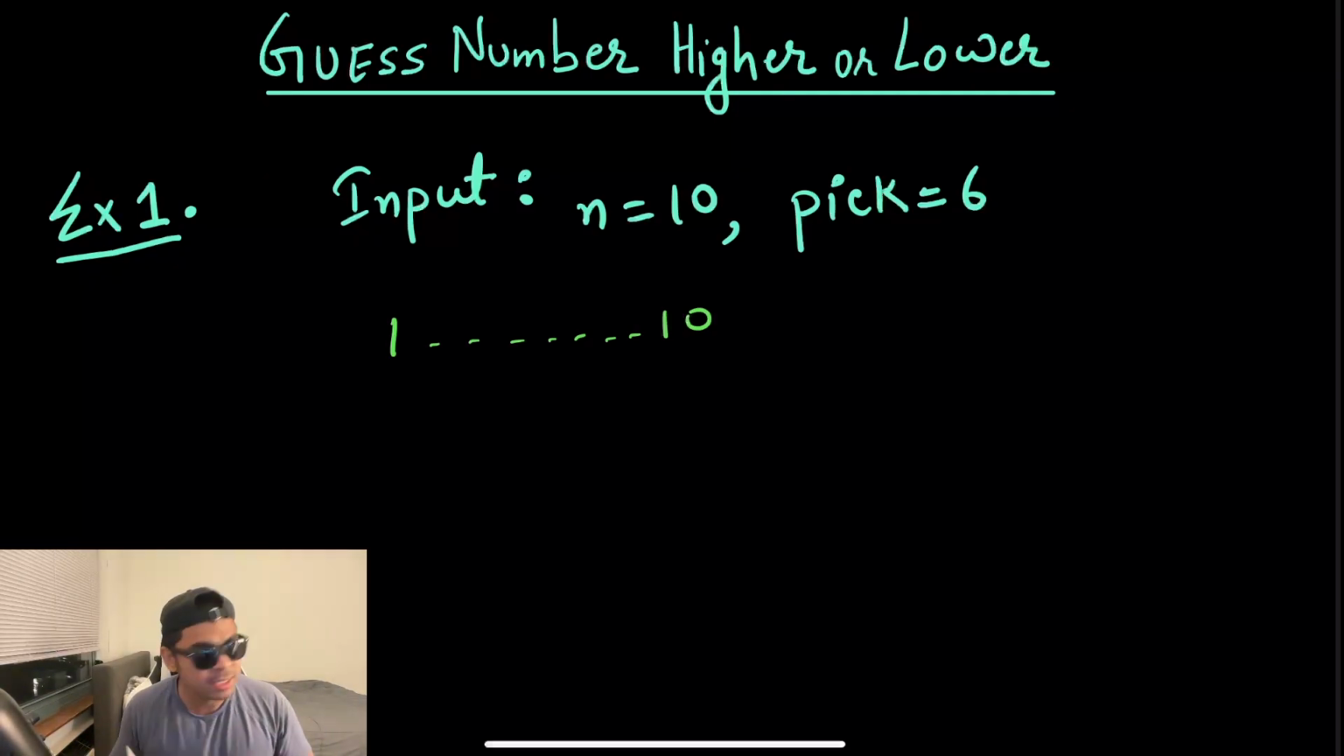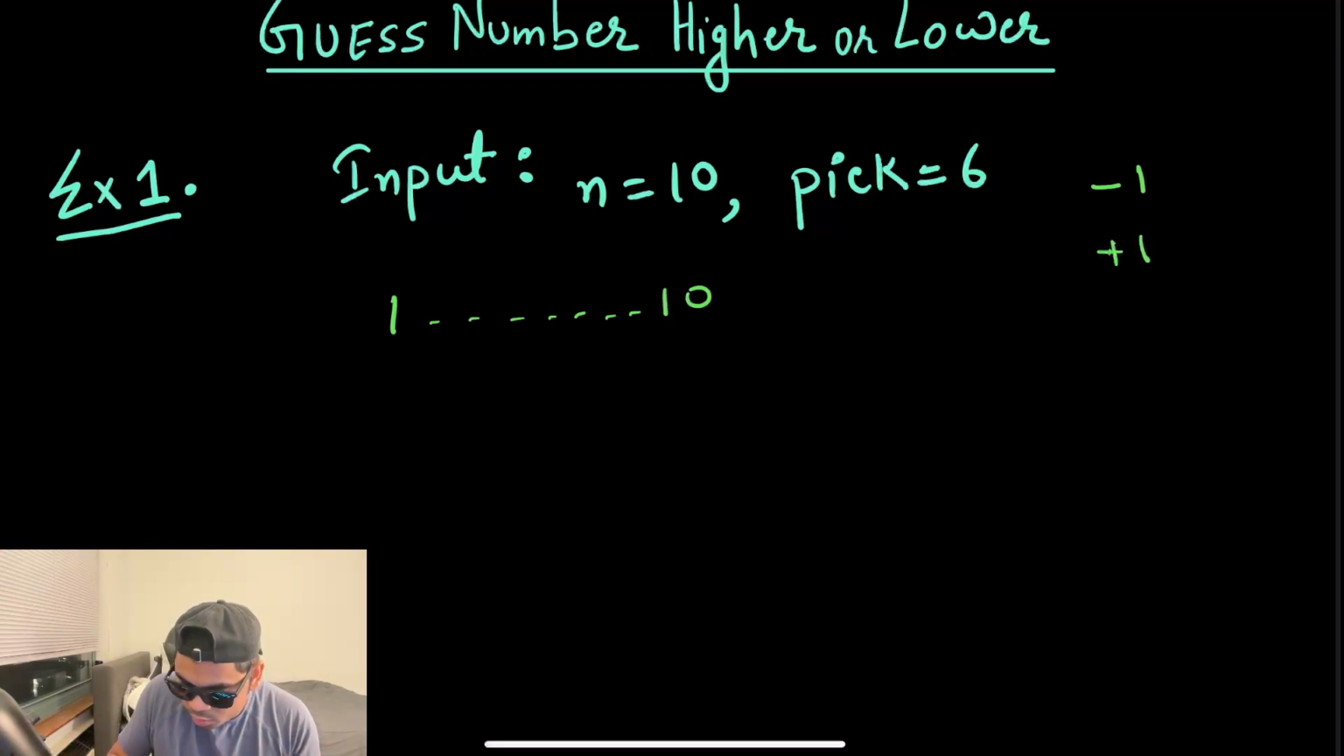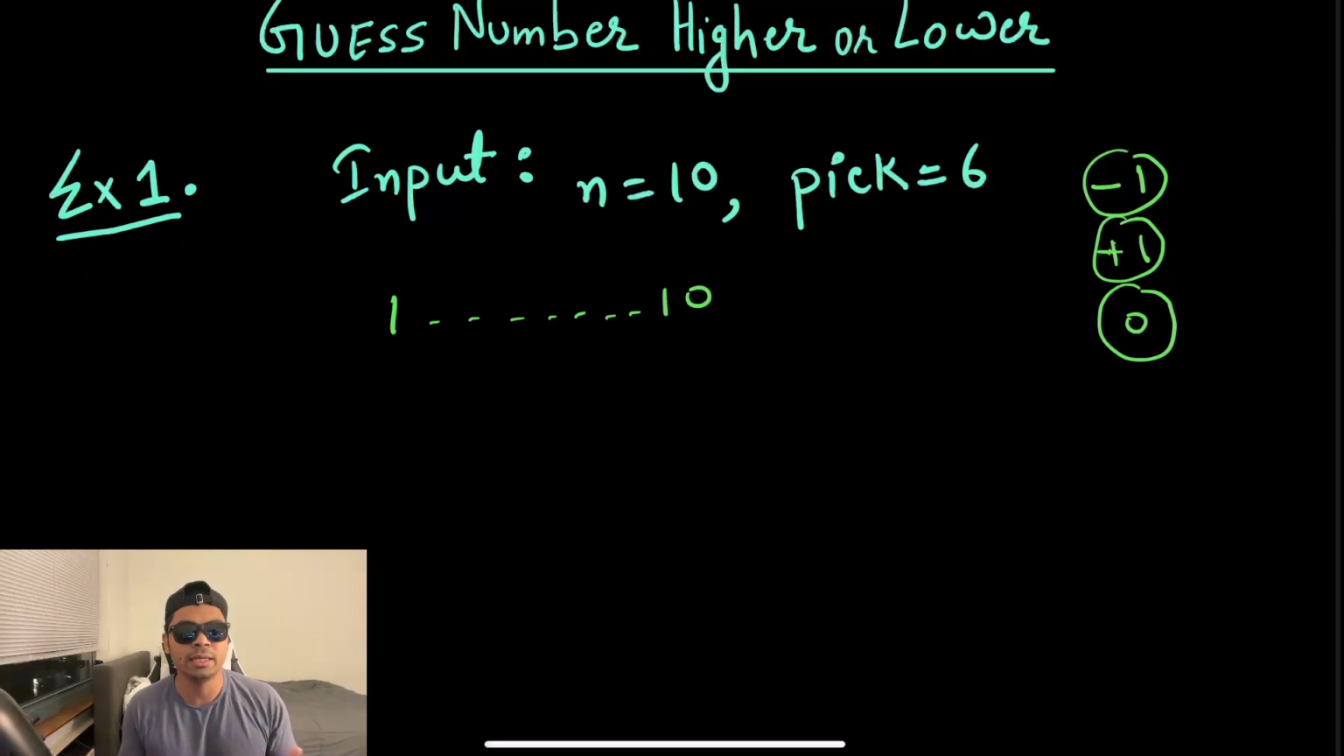And how we do binary search is we find the middle number and make that guess. Is that the pick? If it is, return the number. If it is not, then we're gonna get either -1, or +1, or we get 0. And each of these return values means a different thing, right?